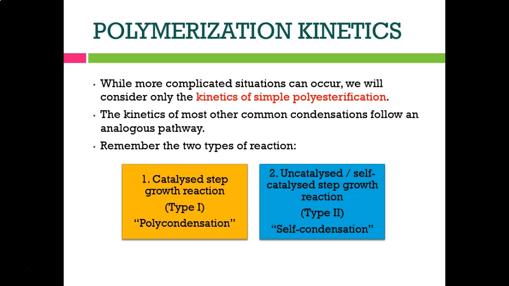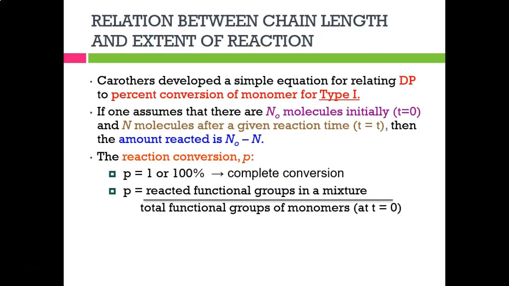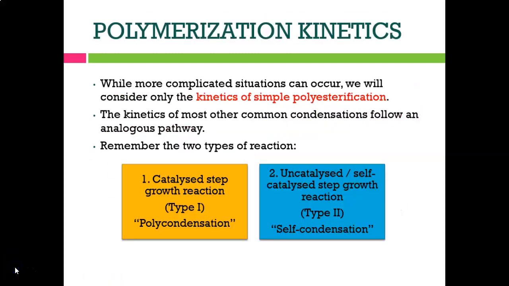While more complicated situations can occur, we will consider only the kinetics of simple polyesterification. And the kinetics of most other common condensation follows an analogous pathway. Okay, we have the catalyzed step growth polymerization and uncatalyzed self-catalyzed step growth polymerization, which is type 2. Now we are in polymerization kinetics. We will study the kinetics of the polymerization.